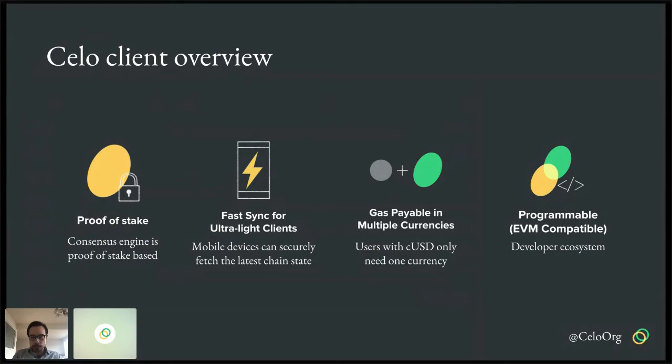And one other aspect I'd like to mention is that when we forked from Geth and Ethereum, we also made sure that our client would be EVM compatible. And the big reason here is so we can maintain and leverage a lot of that existing developer ecosystem and developer tools.